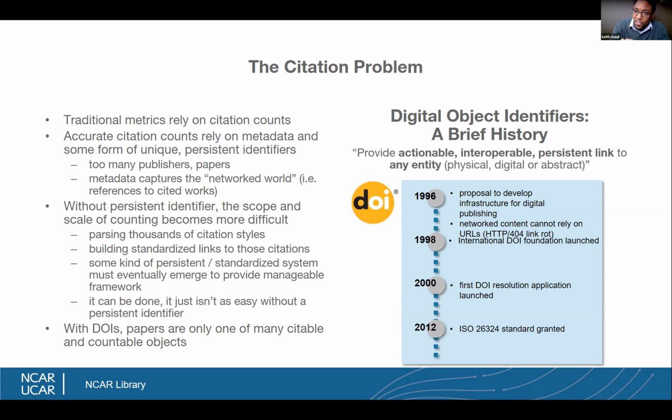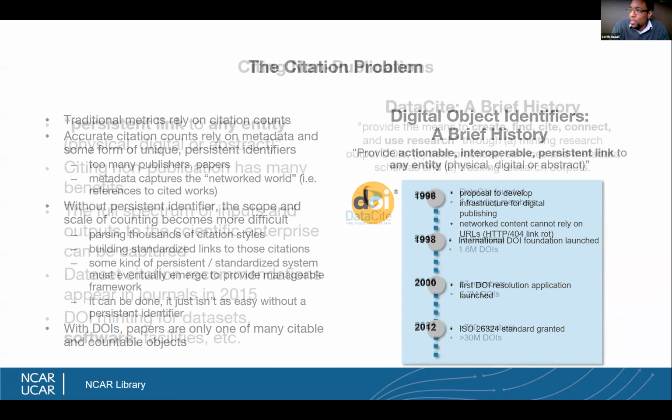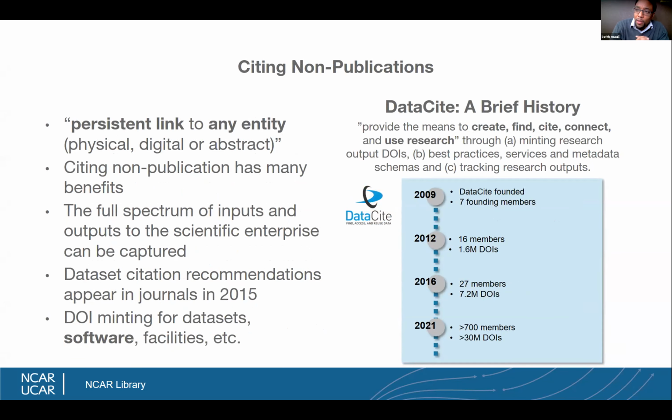I want to add to this that there is no requirement that a DOI points to a paper. In fact, there's no requirement that it points to a publication of any kind. It can be any object, any entity, physical, digital, or abstract. I think most people don't necessarily realize that, because they see that DOIs are mostly meant for papers. Now, non-publications, moving into this conversation about persistent links to any entity, physical, digital, or abstract.